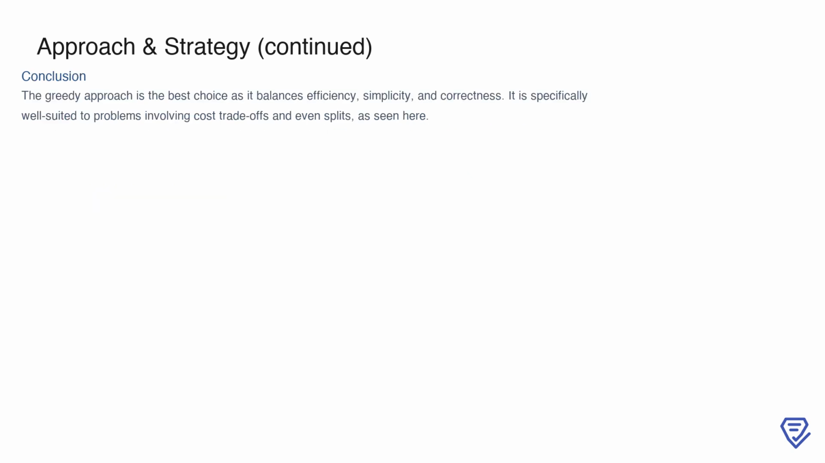In conclusion, the greedy approach is the ideal solution for the two-city scheduling problem. It effectively balances efficiency, simplicity, and correctness, making it well-suited for problems that involve cost trade-offs and fixed constraints, such as evenly splitting people between two cities. By leveraging the cost difference as the sorting criterion, this method ensures that the total cost is minimized without unnecessary computational overhead. Its clear logic and intuitive implementation further reinforce its advantages, making it the best choice for this scenario.